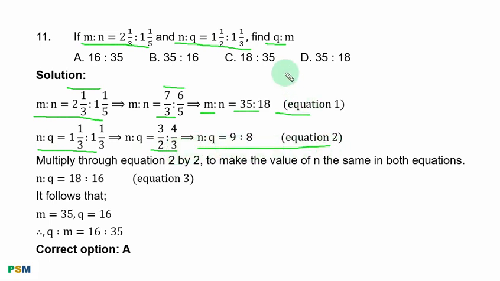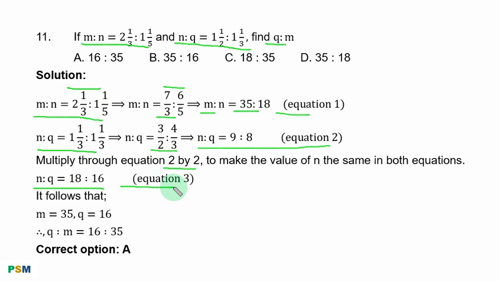In order to find q ratio m, we simply make the values of n in both equations to be the same. So n, 18, 9. To achieve that, multiply through equation 2 by 2. If you do that, you have this equation as equation 3.